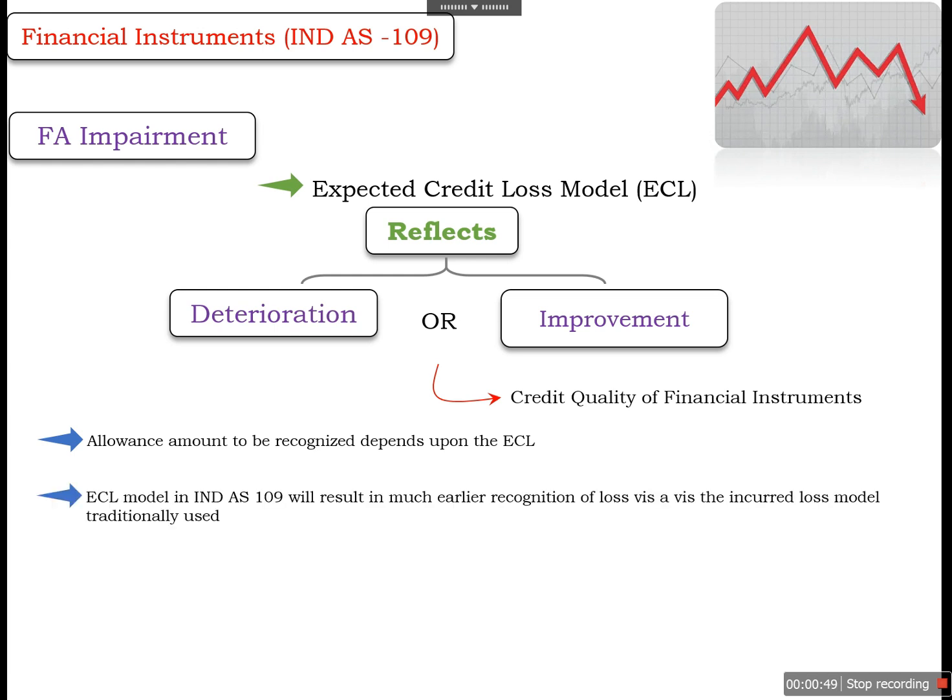It is expected that the ECL model in Ind AS 109 will result in much earlier recognition of impairment as compared to the incurred loss model that we have traditionally used. In the traditionally used model, the amount of loss is recognized when the damage is done, and it was blamed for the credit crisis at the end of the last decade. So it was a major point of criticism of the traditionally used incurred loss model. Because of that, the ECL model was developed, where loss is recognized much earlier based on the expectation of occurrence of the loss.